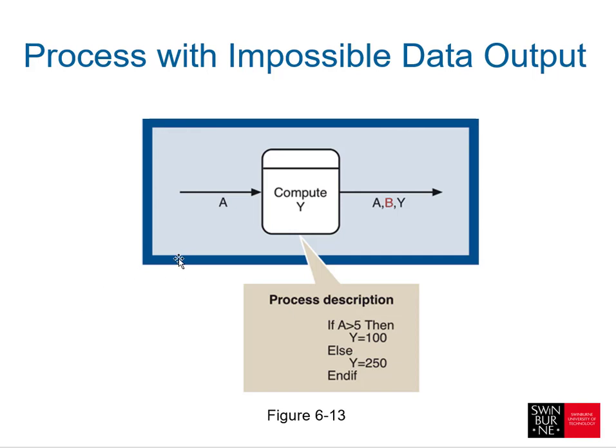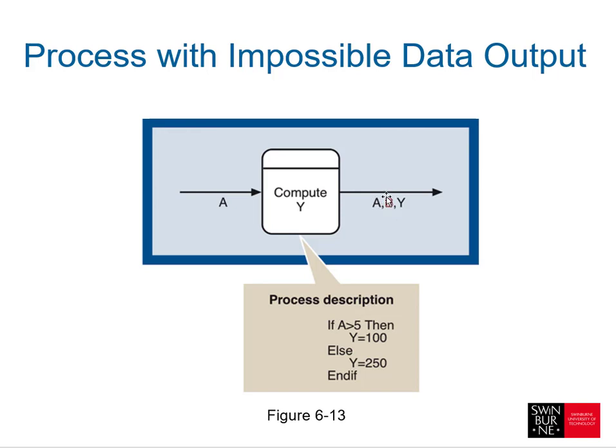Now here the example shows you the impossible data output. So this process Y takes A information and produces A, B and Y. So let's see. According to this process, we calculate the Y value: if A is greater than 5, Y is 100. Otherwise the Y value is 250. So we are giving A, and we are producing the Y value, and we are also producing the A value. We don't need the B value.